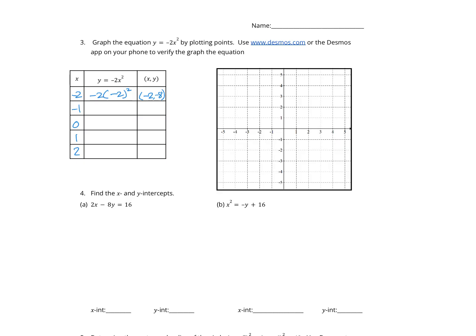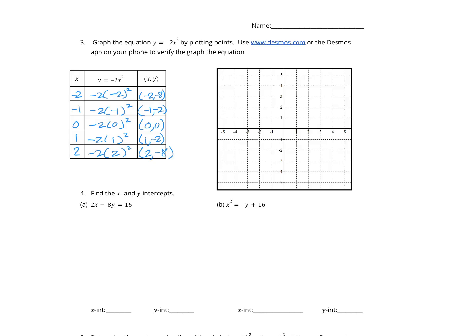Substituting in negative 1, negative 1 squared is positive 1 times negative 2. So that's negative 2 times negative 1 squared, which gives the ordered pair negative 1, negative 2. When you substitute in 0, square it, and multiply by negative 2, you get 0 back again. So this passes through 0, 0, the origin. Substituting in 1, we have negative 2 times 1 squared, which makes a negative 2 like we had for negative 1. And finally, plugging in 2, it's easy to see that we get negative 8 again, because 2 squared is 4, and negative 2 times 4 is negative 8.